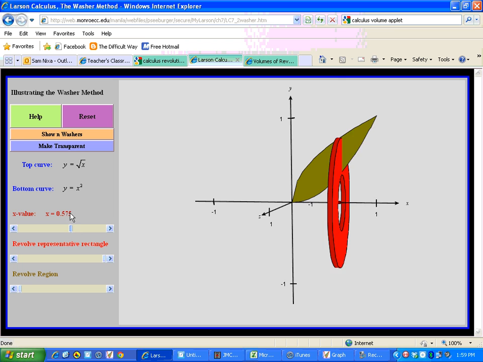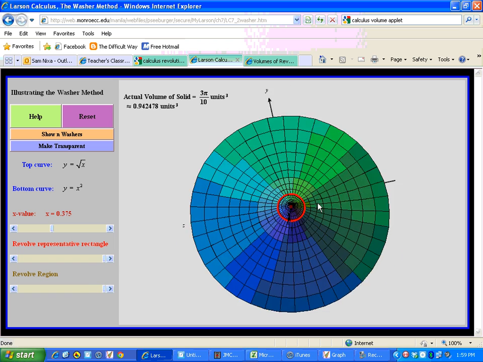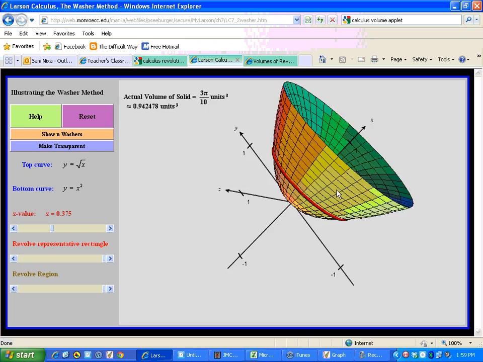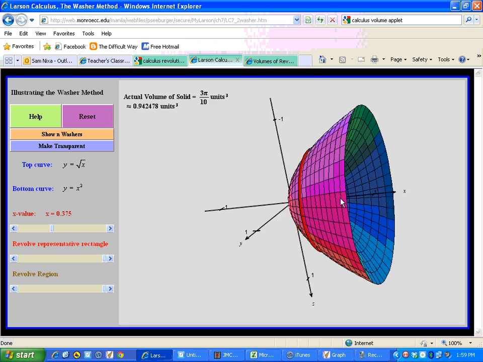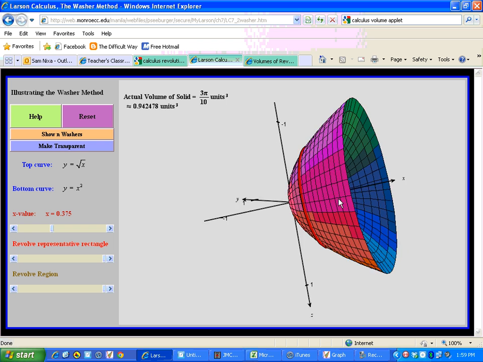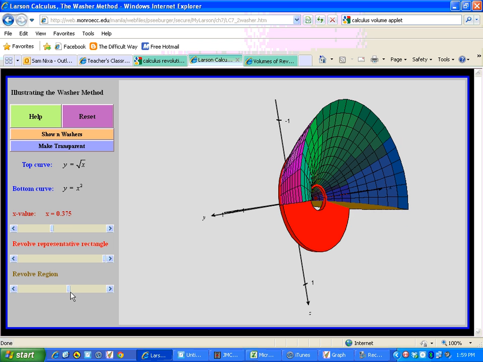And if we add all these washers up, we would get the volume of this rotated solid. So we get this solid rotated figure, and that's what we're actually finding when we add up all of our rotated washers. I can kind of give you a cross section here too.